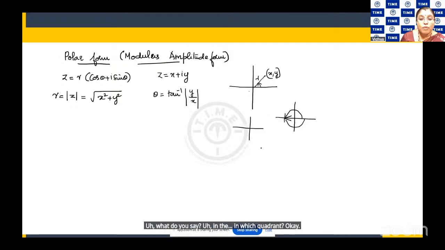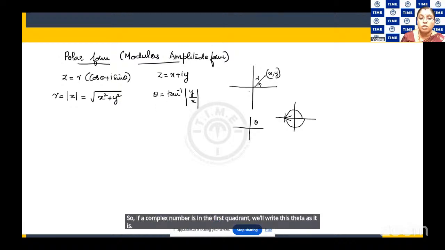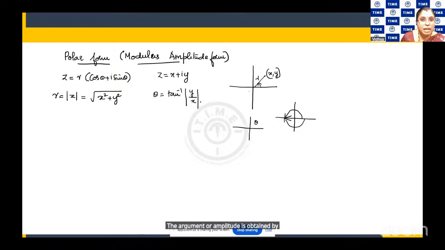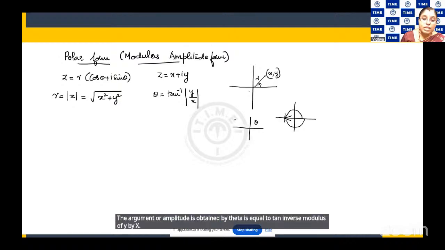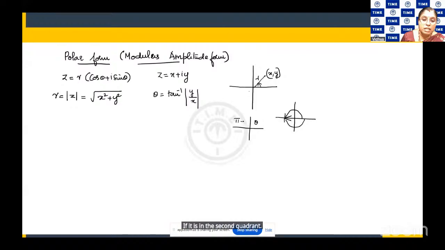So if a complex number is in the first quadrant, we'll write this theta as it is. The argument or amplitude is obtained by theta is equal to tan inverse modulus of y by x. If it is in the second quadrant, we'll write pi minus theta.